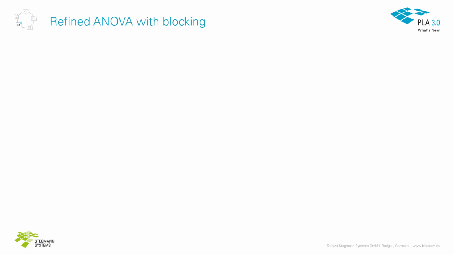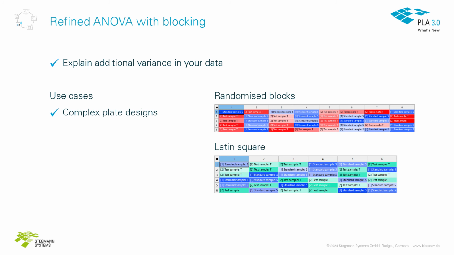You now have the option to provide confounding factors to the ANOVA to explain additional variance in your data. Not only can you cover complex plate designs, but also account for plate or litter effects, edge effects, and replication effects.